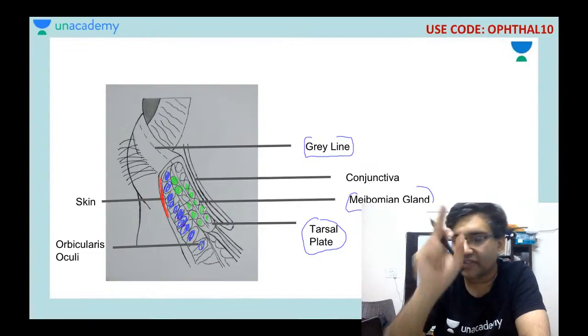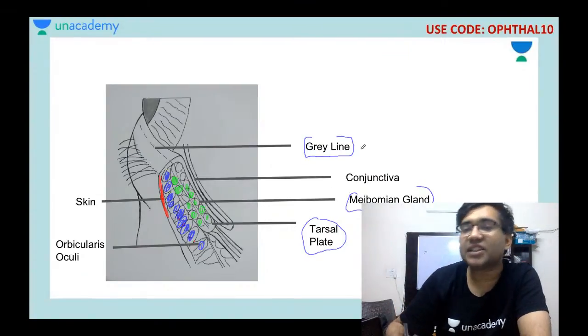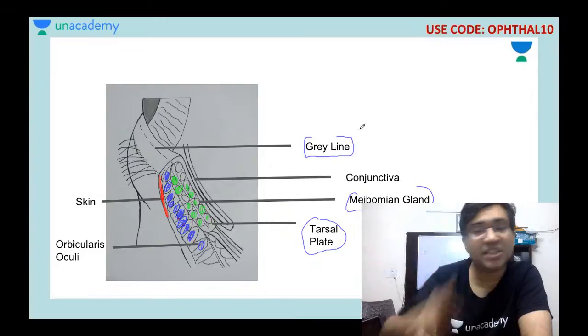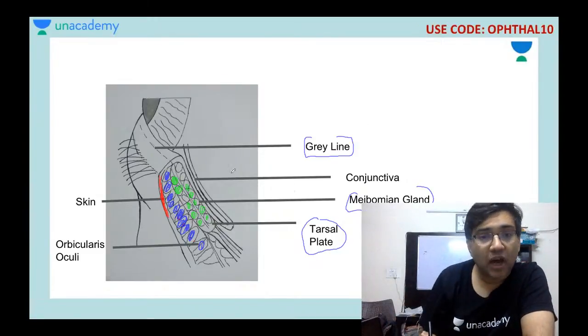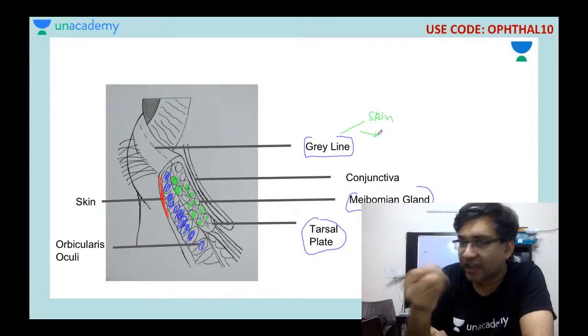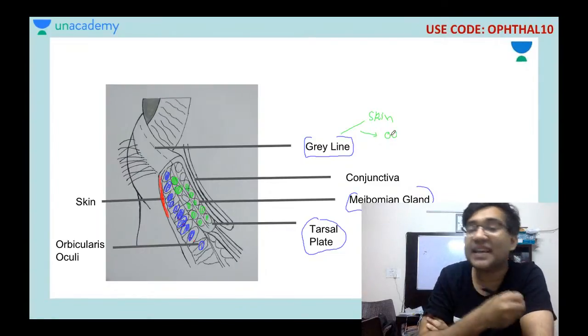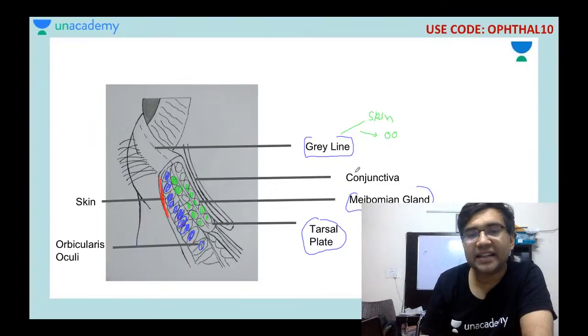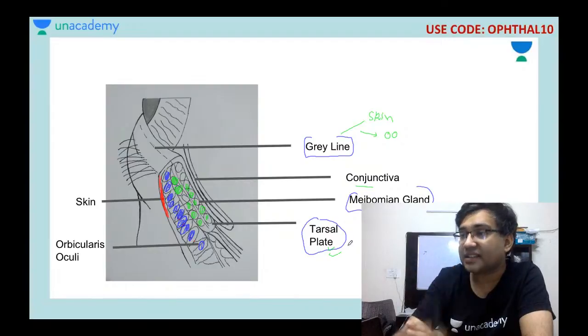So see, we have the skin, we have the orbicularis oculi. They would ask the structures which are in front. So this is the PGI question, structures which are in front of the gray line. Our answer would be skin and subcutaneous areolar tissue and the orbicularis oculi. The ones that are posterior to the gray line are our conjunctiva, meibomian glands and the tarsal plate.